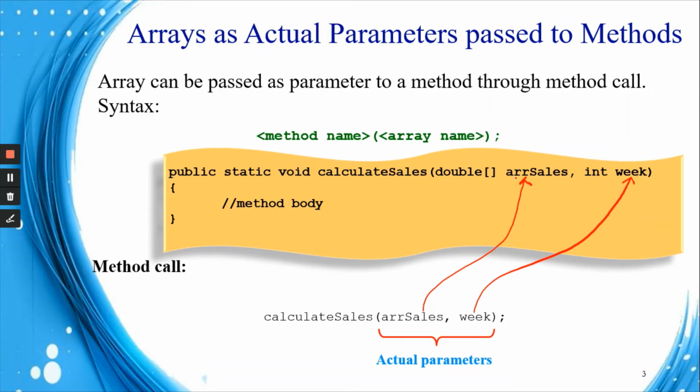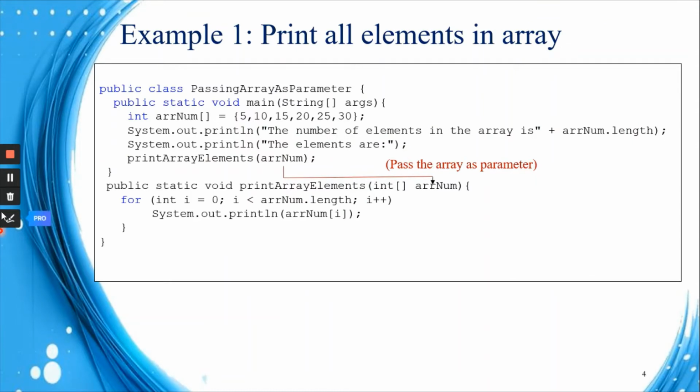So meaning if you want to total up the value of the array, then you have to use rsales. And if you want to refer to which week it is, you refer to the variable week. Let's see one example here.